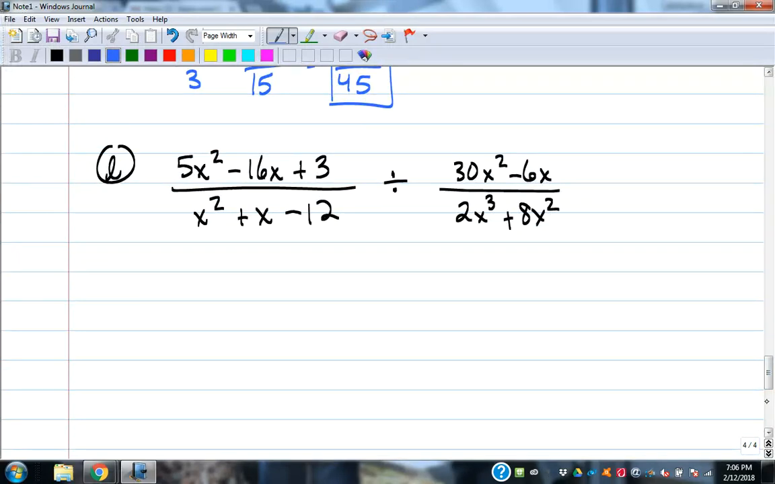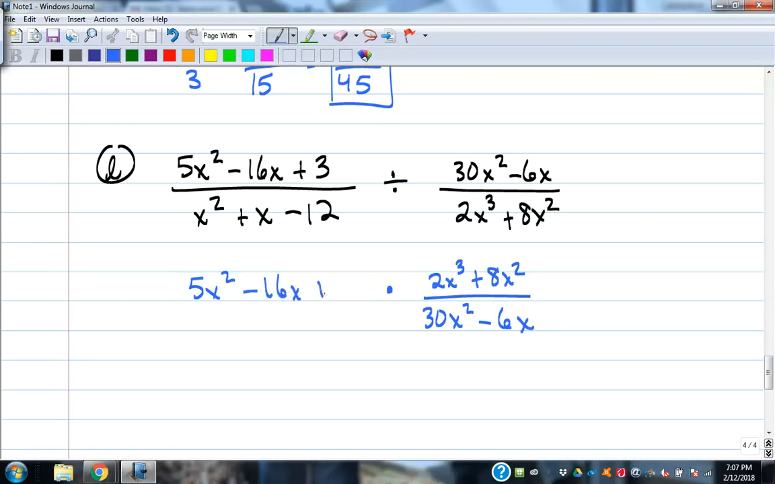So it's a division problem right now. Our job in order to work this is to change it into a multiplication problem. So we flip the second one. Always the second, the one on the right. 30x squared minus 6x. And then the first one stays the same. Factor, factor, factor, factor.